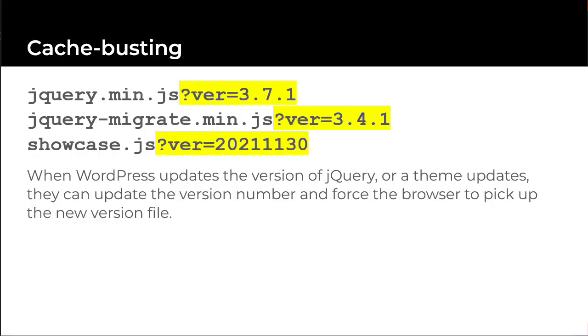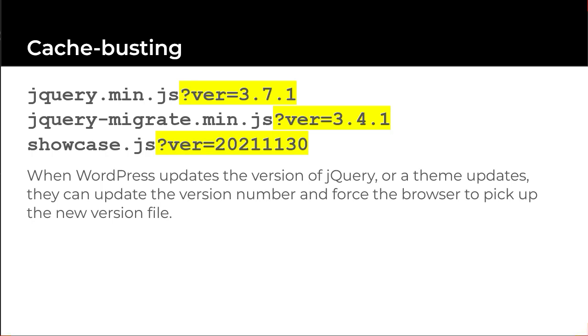The query string, or the parameters included after the question mark, are typically there to send additional information to the web server. In this case, they are used to help signal to the browser that it can continue using version 3.7.1 if that's what it has cached, or load that path again if that version is not in the cache.